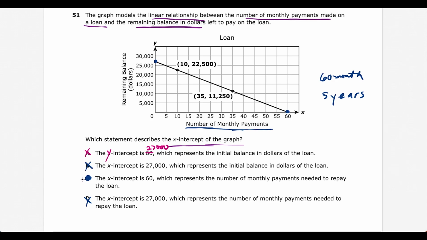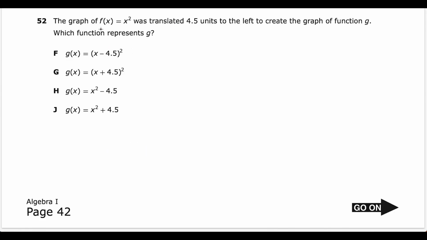So definitely choice C. So question 52, we have the graph of f of x equals x squared is translated 4.5 units to the left to create the graph of the function g.